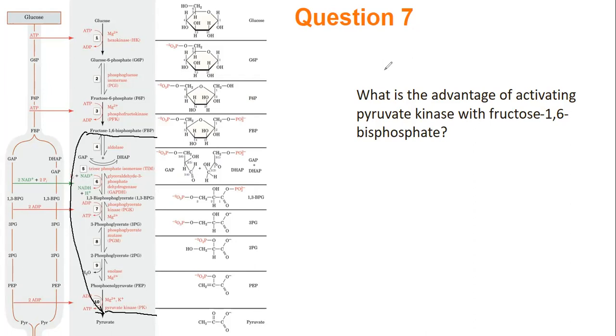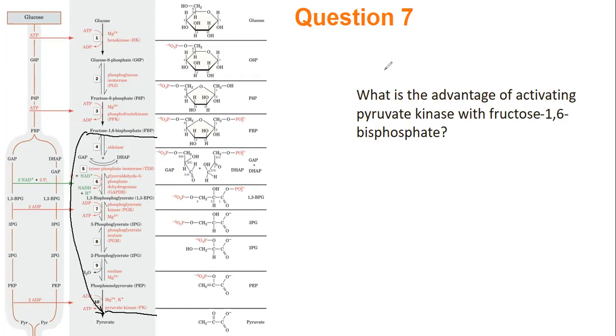Is it because pyruvate kinase activates the reverse reaction? It does not. Pyruvate kinase does not do the reverse reaction for PFK. Low energy intermediate. I mean, fructose 1,6 bisphosphate, it's an intermediate. I don't know if I'd call it low energy, but why would that be useful?